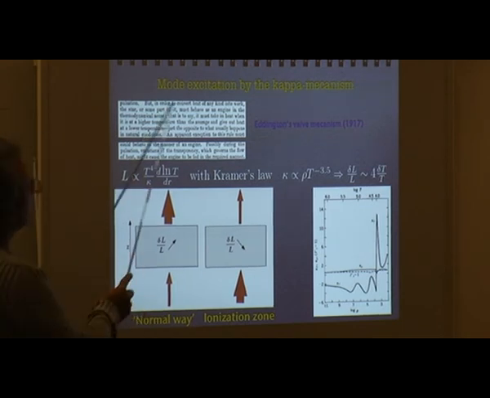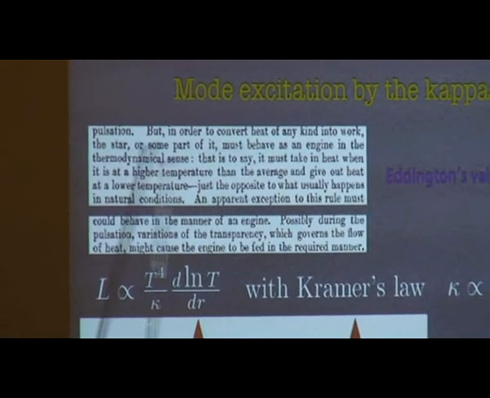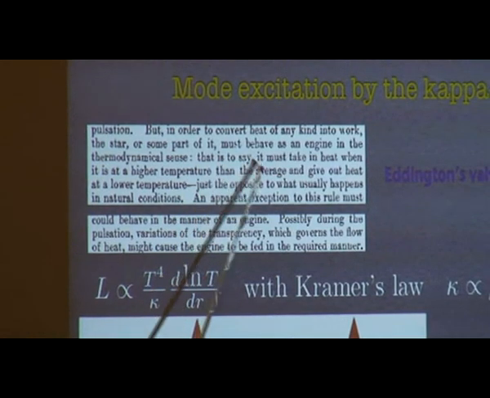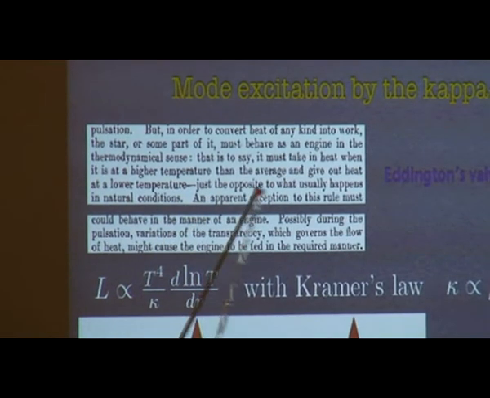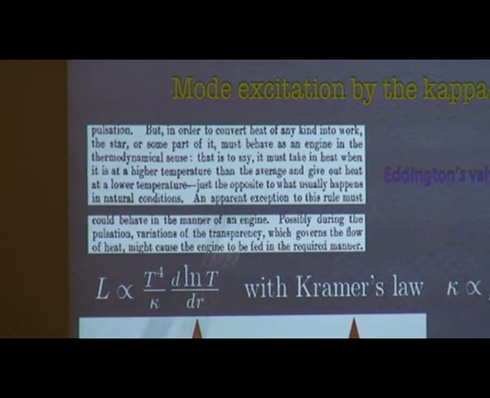For example, he said that in order to convert heat of any kind into work, the star or some part of it must behave as an engine in the thermodynamical sense. That is to say, you must take in heat at a higher temperature than the average, and give out heat at a lower temperature. Just the opposite to what usually happens in natural conditions. So then he said, okay, how can I obtain an engine in this case? Possibly during the pulsation, variation of the transparency, which governs the flow of heat, might cause the engine to be fulfilled in the required manner. So that's what is called, after Eddington, the valve mechanism.